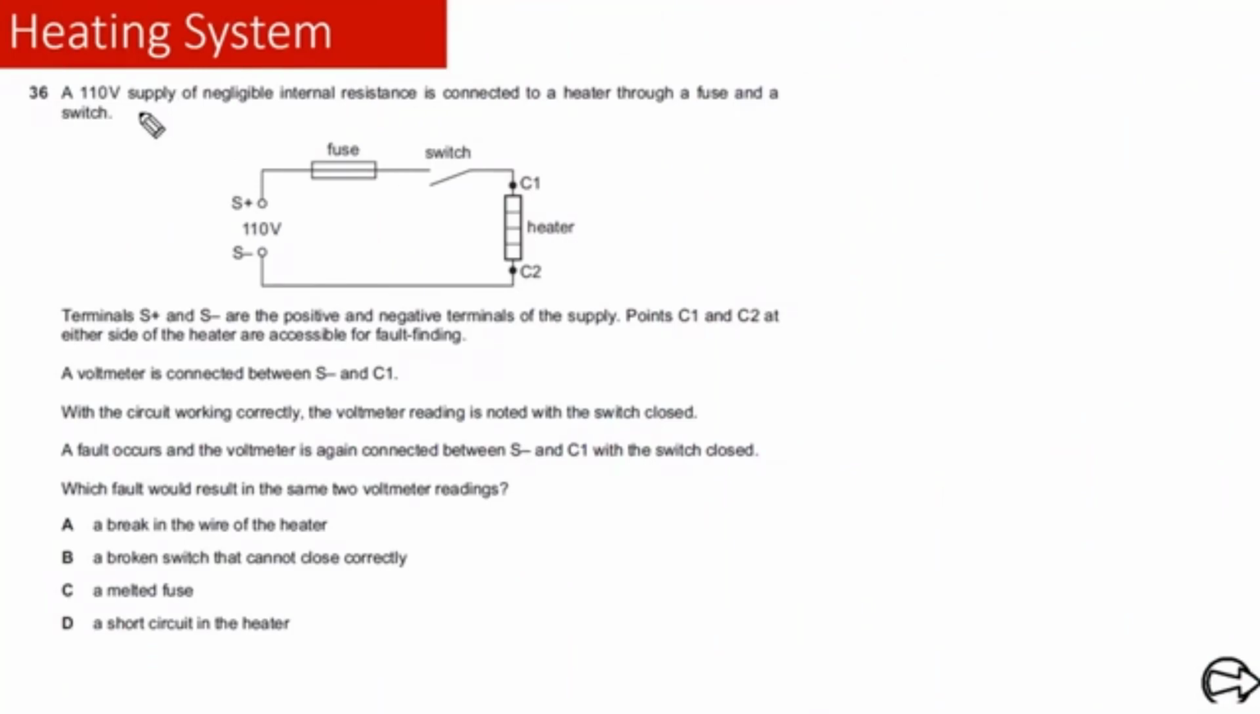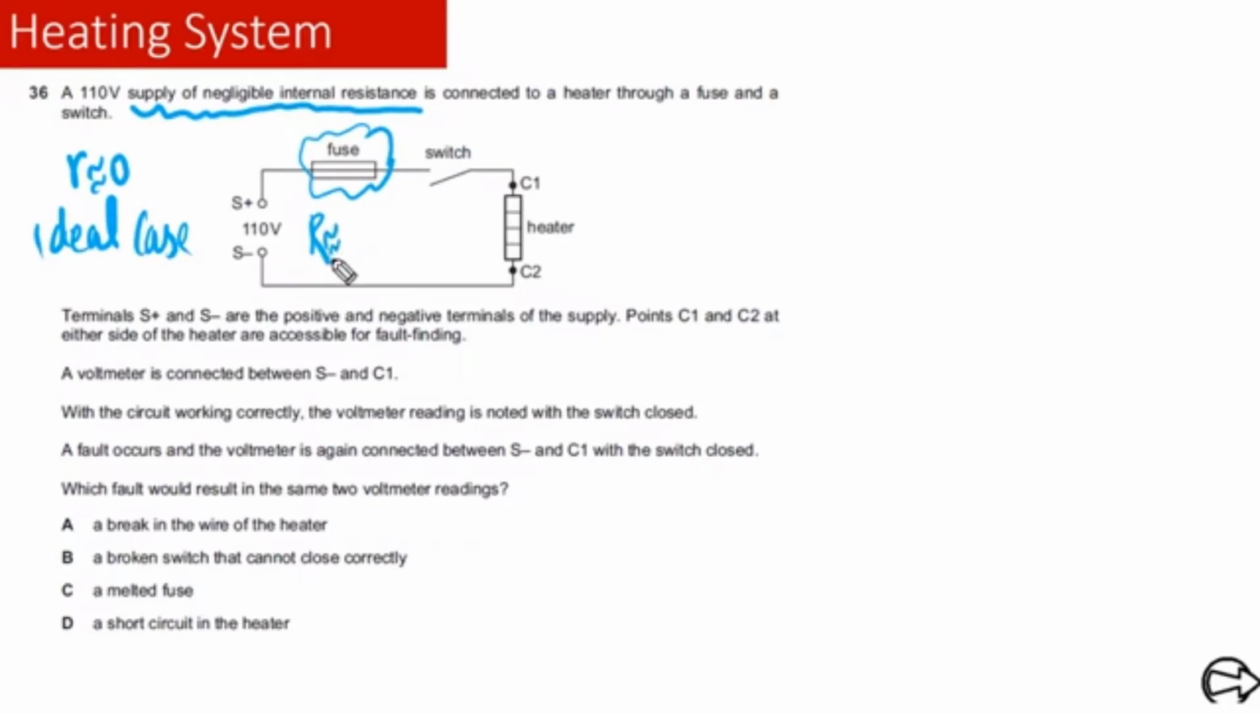For this question, it is given to us that the power supply has negligible internal resistance. It simply means that r is equal to 0. We are talking about the ideal case. For ideal cases, we can also assume that the resistance of the fuse is almost equal to 0, meaning it is negligible, and the resistance of the switch is also negligible. And also we are using connecting wires, and those wires are also ideal wires. These are ideal, meaning the resistance is also equal to 0.